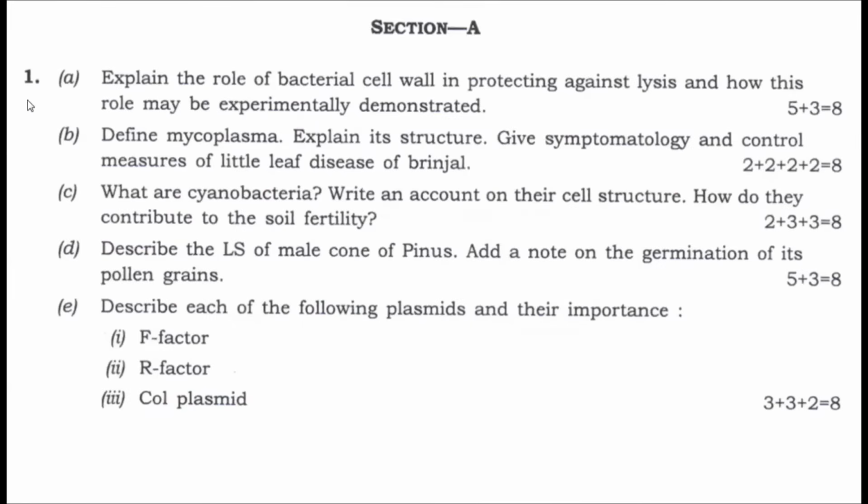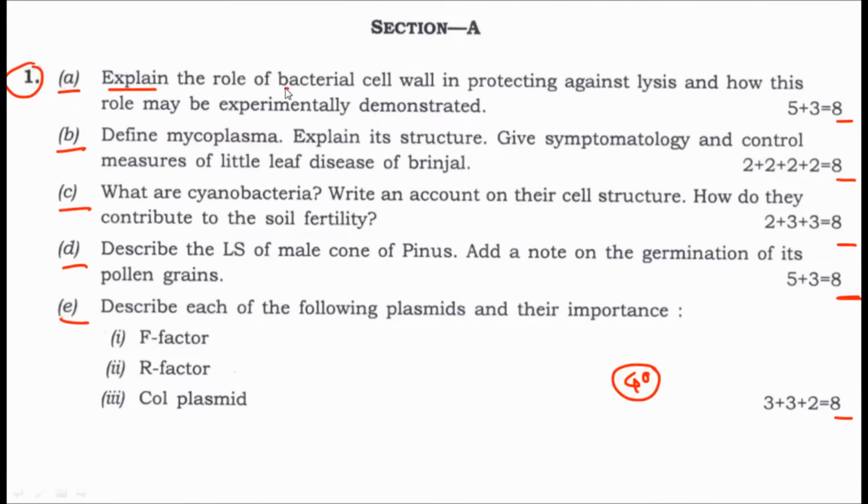Now let us consider question number 1. As you can see, question number 1 is split into 5 sub questions: A, B, C, D, and E. And here are the marks given to each question, that is 8 marks for each question, making a total of 40 marks. So let us see the first sub question.